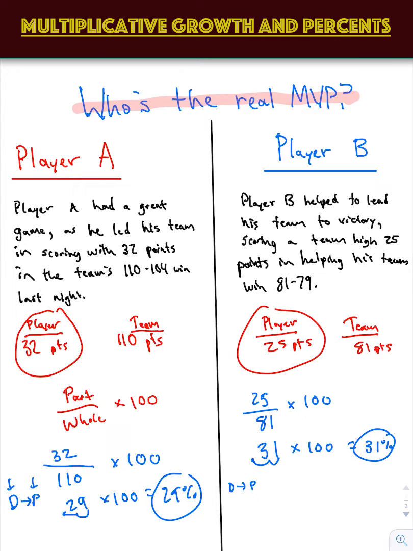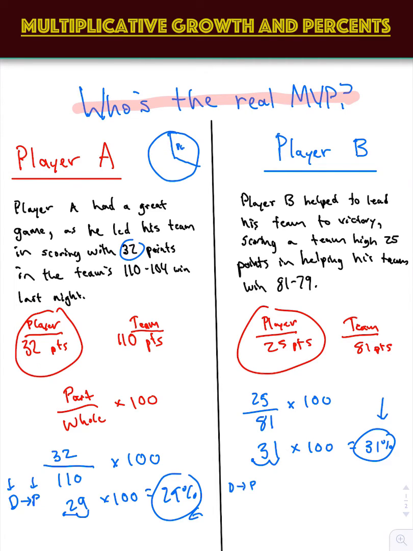So what this means is even though player A scored more points with 32, player B scored a higher percent, scoring 31% compared to 29%. So player A did score more points. In terms of statistics, he scored more. But in terms of a percent, and we see percent a lot of times in like a circle graph, if you were to compare his portion of the circle graph, it would look a little more like this.